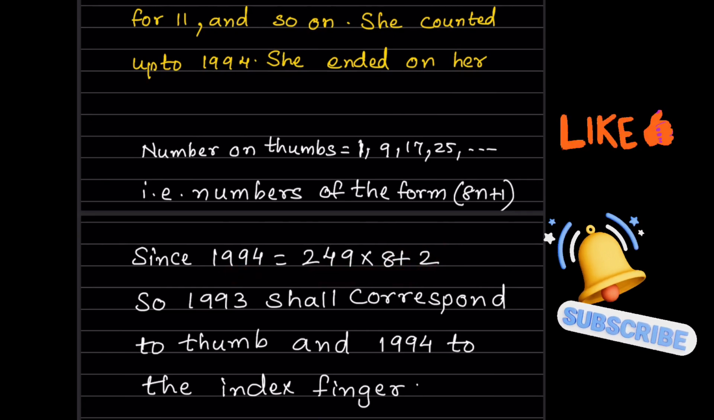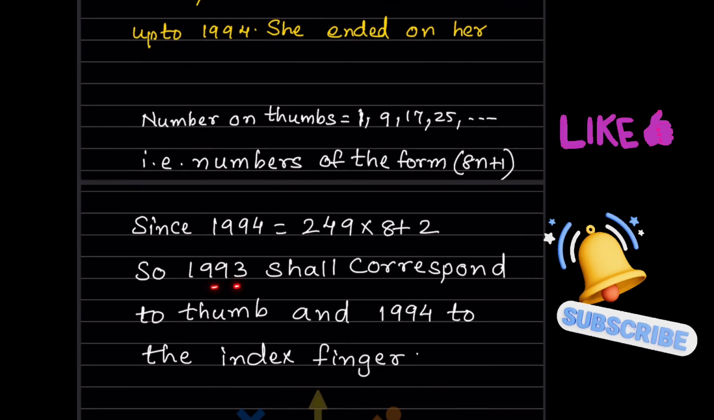So now what you can see, 2 is remaining. So 1993 shall correspond to the thumb and 1994 to the index finger. So she ended on the index finger. They have asked where did she end on. So by this we have completed today's work.